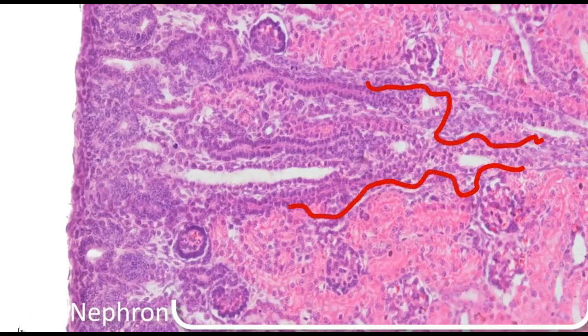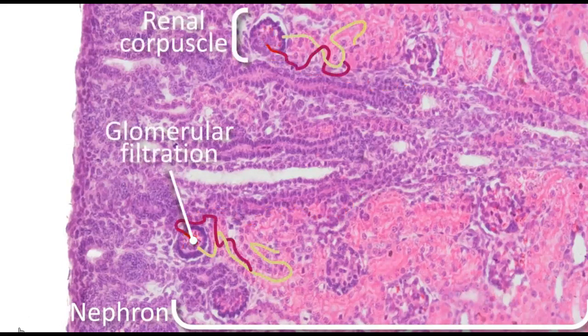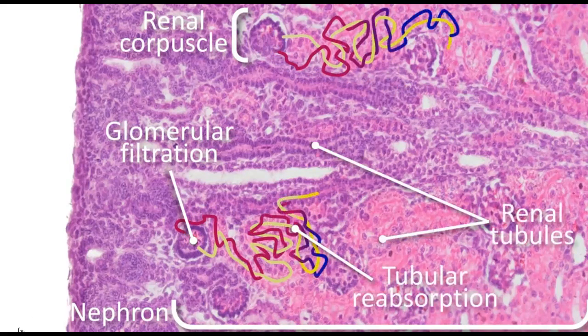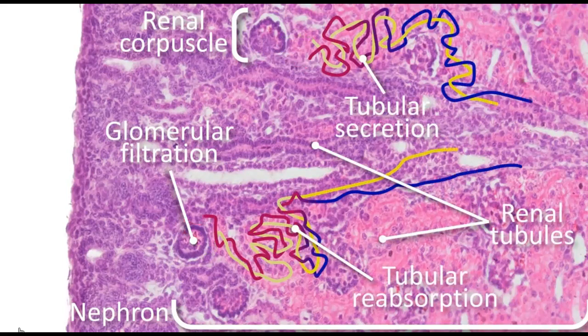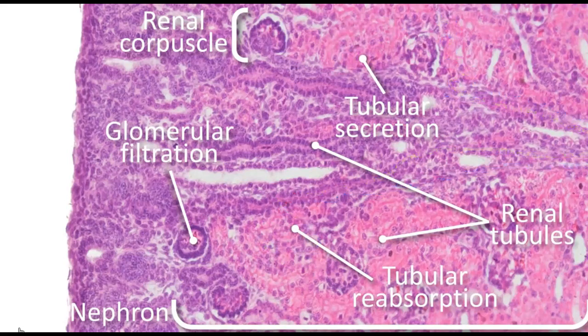As blood makes its way into the renal corpuscle of the nephron, glomerular filtration starts. And we also have tubular reabsorption and tubular secretion happening along the renal tubule. Once all the waste is dropped off, most of it is going to enter the ureter and go out of the body via the urinary tract.